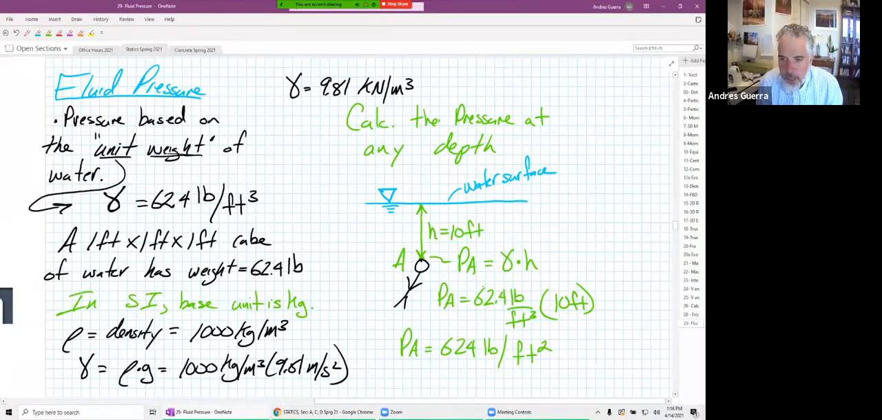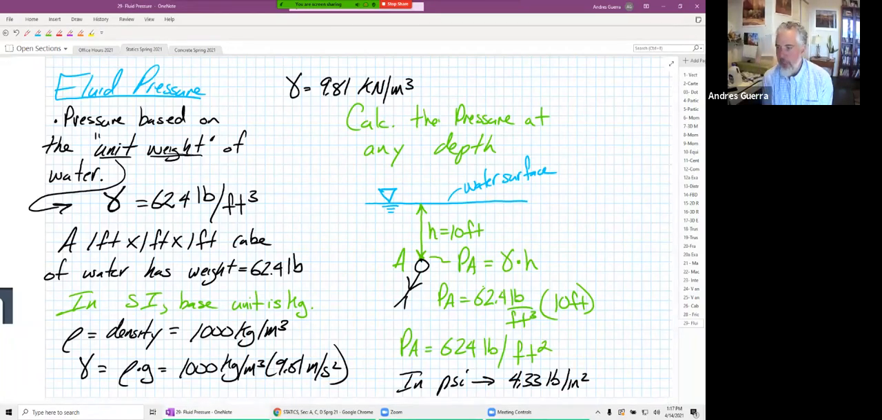You can kind of somehow relieve the pressure by plugging your nose and blowing and kind of creating a back pressure in there. But to give us an idea of what 624 pounds per square foot means, how about if we converted this to PSI? In PSI, this is 4.33 pounds per square inch. So PSI is pounds per square inch. That just gives us an idea of what that 624 really means. So really at 10 feet, we have about 4.33 pounds per square inch, or PSI, that we're feeling there.